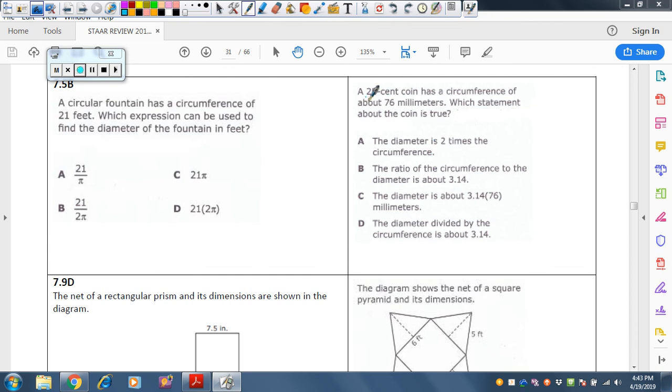It says a 25-cent coin has a circumference of 76 millimeters. Which statement about the coin is true? So let's think about it. Circumference, 76 millimeters, and I don't know what the diameter is. Diameter is 2 times the circumference. Is that what our formula says? Diameter times circumference? No. The ratio of the circumference to the diameter is 3.14.